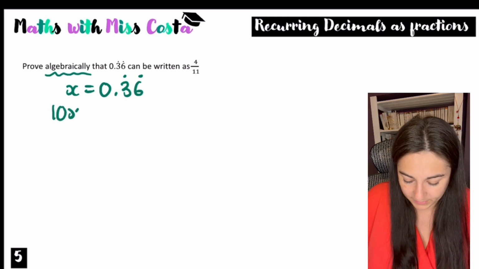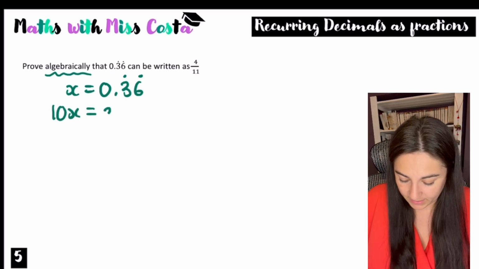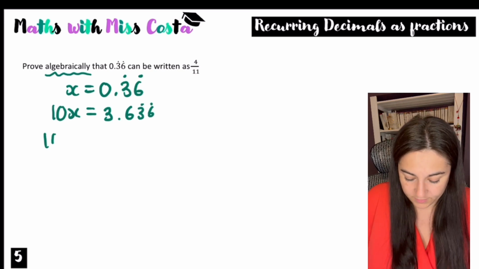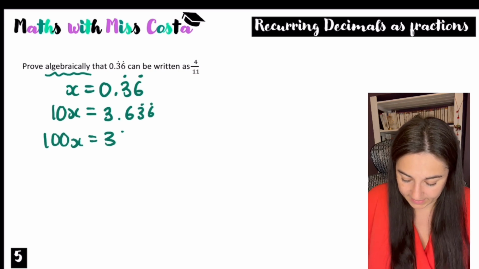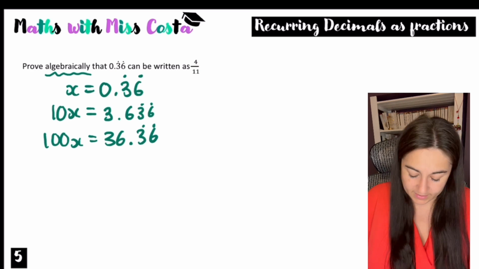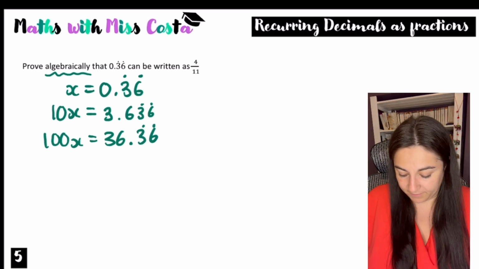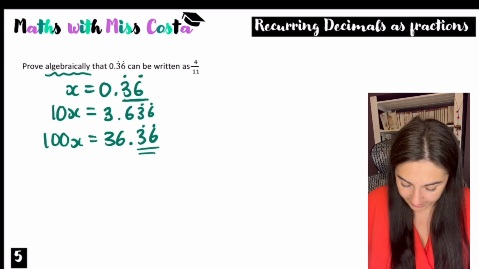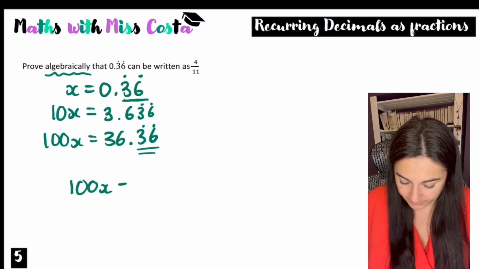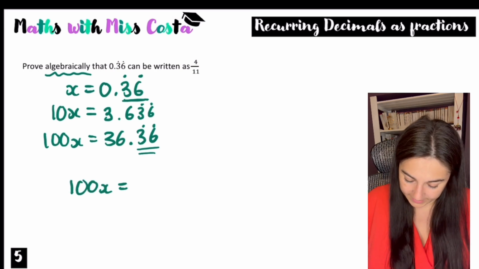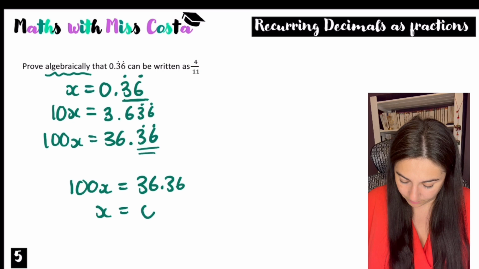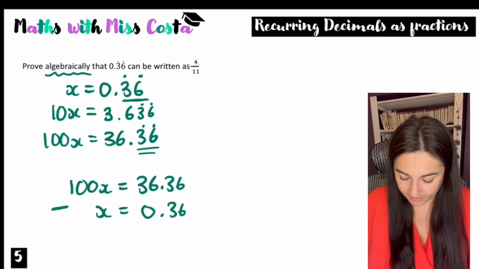If x was 0.36 recurring, 10x would be 3.636 recurring. And 100x would be 36.36 recurring. So I want to identify the ones that have the same digits in the same order after the decimal point, which is 100x and x. So therefore, 100x is 36.36 recurring and x is 0.36 recurring. So what I want to do is subtract them.